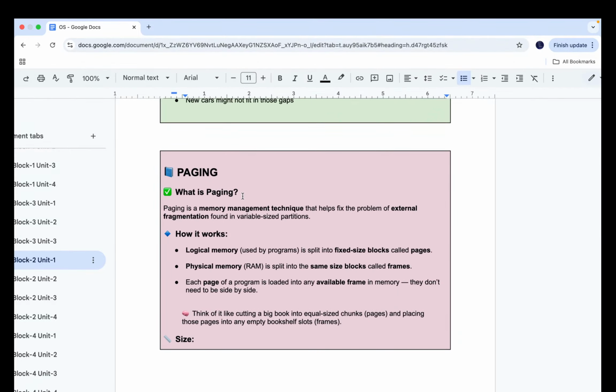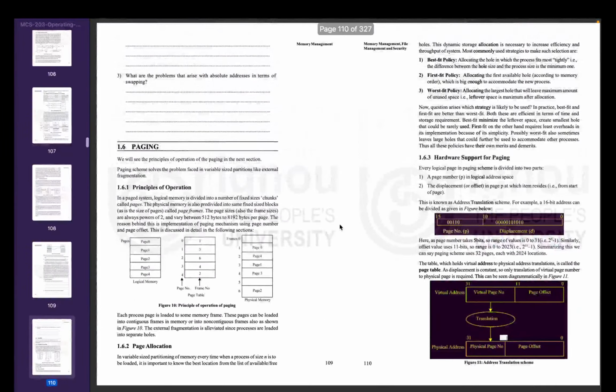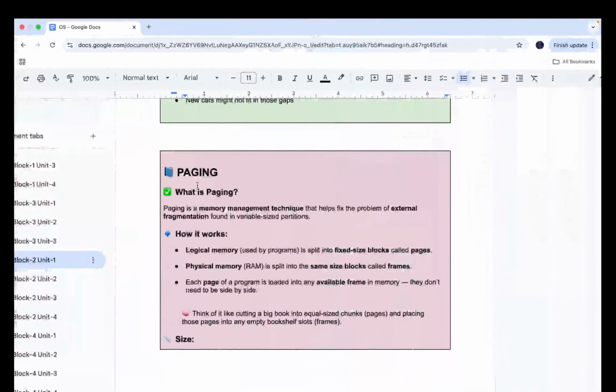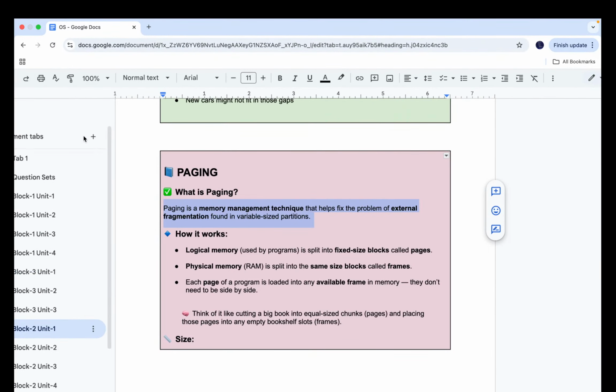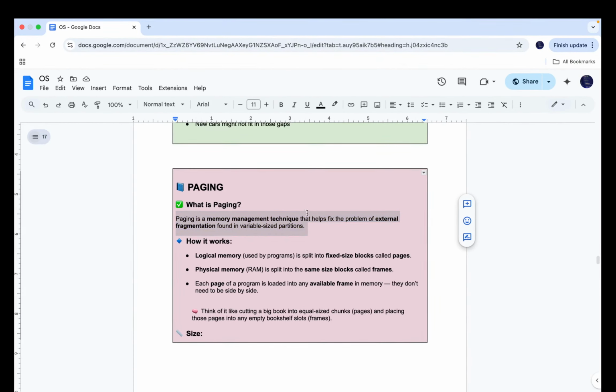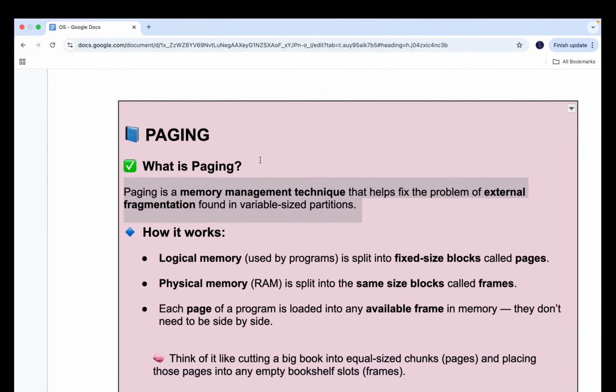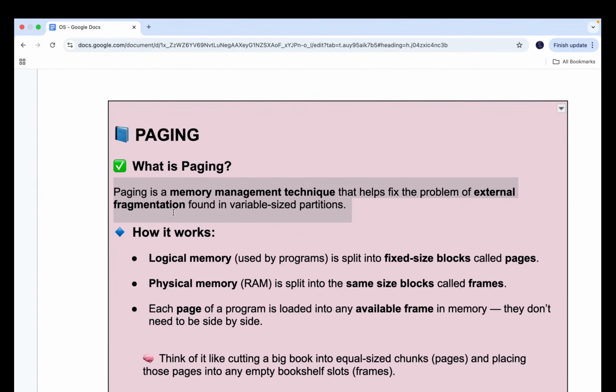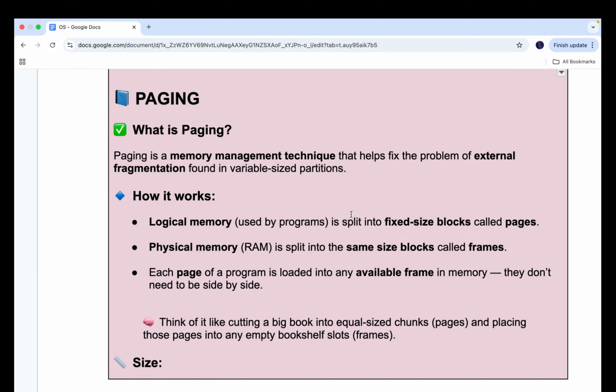Paging. What is paging? Paging is a memory management technique that helps fix the problem of external fragmentation found in variable size partition. How does it work? Logical memory is split into fixed size blocks called pages.